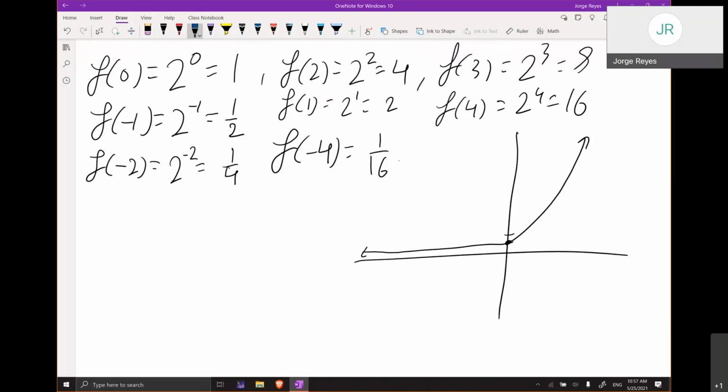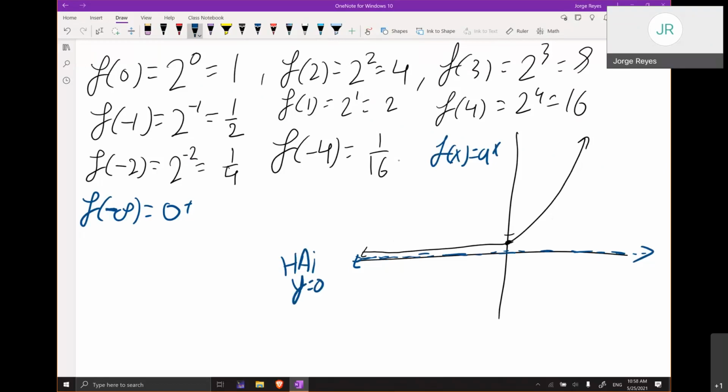And if I check end behavior, we see that I get 0. So actually, this function, kind of like the rationals, has a horizontal asymptote at y equals 0 by default. So this is what it typically always looks like. A to the x looks like this.